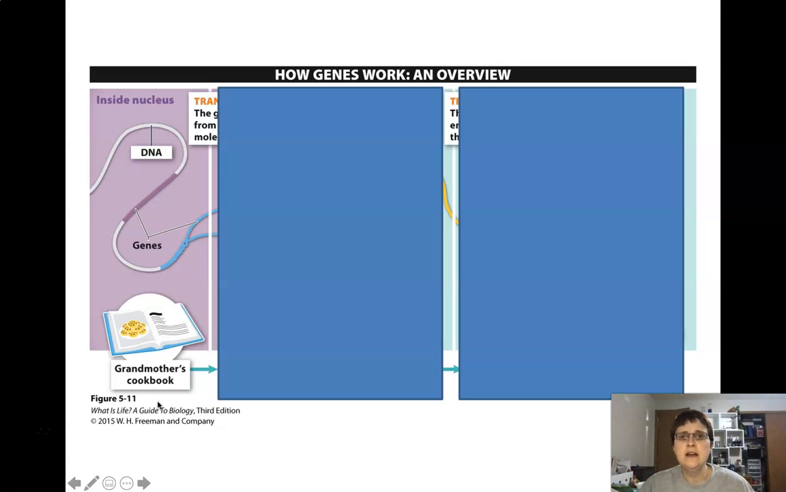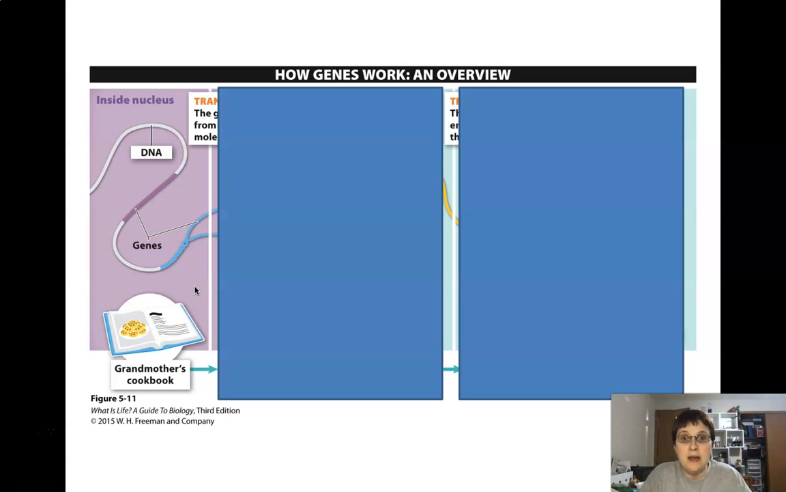So you can see here that this is in your book, talking about this like your grandmother's cookbook. I don't know about your grandmother, but my grandmother does not allow me to take cookbooks out of her house. And it's very much like this for the cell, right? The cookbook, or the genes, cannot leave the nucleus. So if the cookbook can't leave, what can you do?